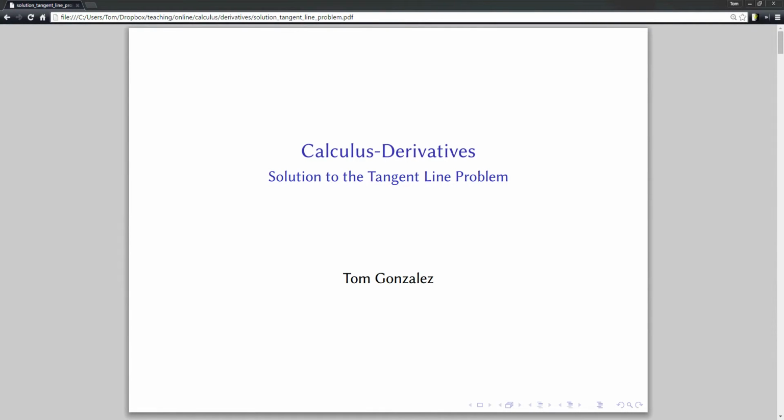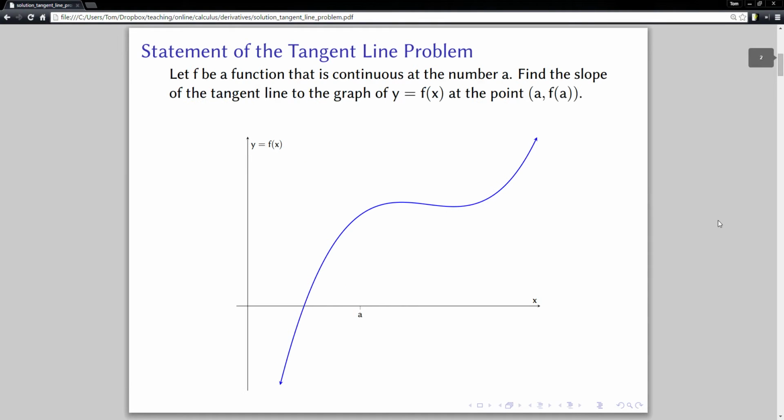In this video, we're going to talk about the solution to the tangent line problem. Let's just go back over the tangent line problem really quickly. Remember, we had a function that's continuous at a, so we'll have a point on the graph corresponding to a, and we want to find the slope of the tangent line at that point.